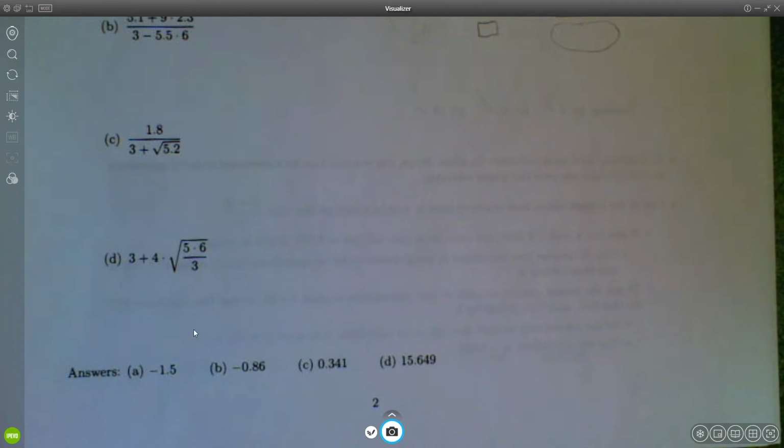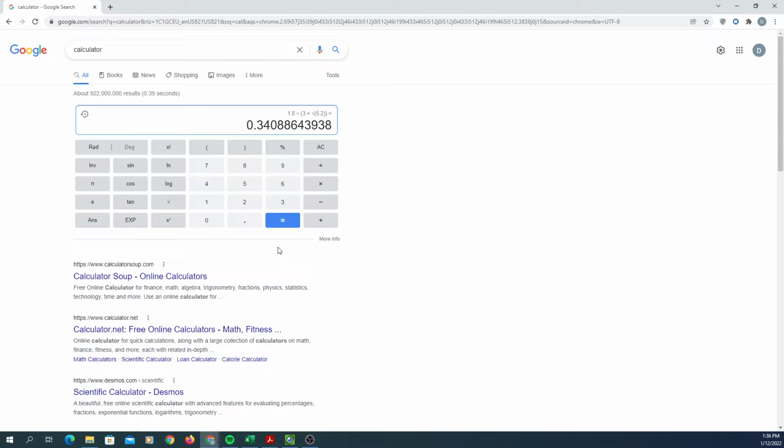So let's punch this in. So here's what we should get. We should have 3 plus 4 times square root of 5 times 6 divided by 3. Okay, so you can type it in just like that, and you should end up with about 15.649. Okay, just like the answer key says. Again, if you had put parentheses around the 5 times 6, it wouldn't have changed anything.